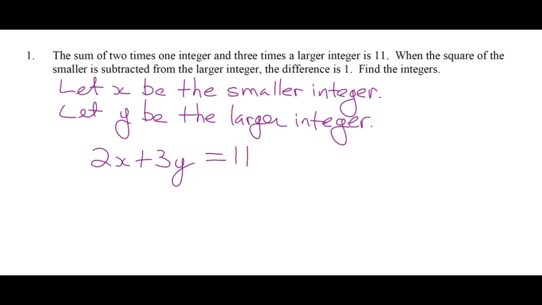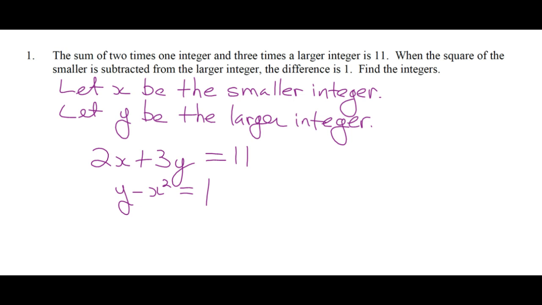Anyways, when the square of the smaller is subtracted from the larger. So when the square of the smaller, that's x squared, is subtracted from the larger, I'm going to subtract it from, so let's go y minus x squared, because if you go x squared minus y, it's wrong. Y minus x squared is 1. Look back: the thing being squared has to be subtracted from something, so it's got to be y minus x squared equals 1.